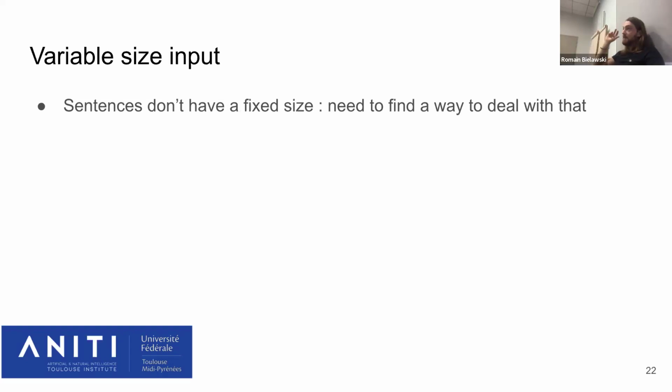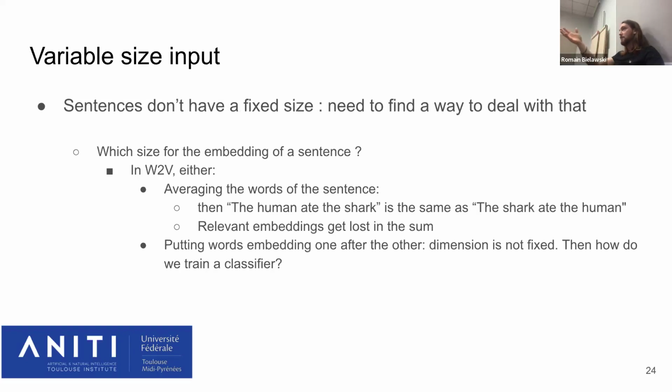So as I said, sentences don't have a fixed size, so we need to find a way to deal with that. We need to find the right size of the embedding for a sentence. In Word2Vec, you can say I'm going to average all the words of the sentence. So let's say I have a sentence of 4 words, I'm going to average the vectors of the sentence. It's going to create a vector of 300 dimensions, right?